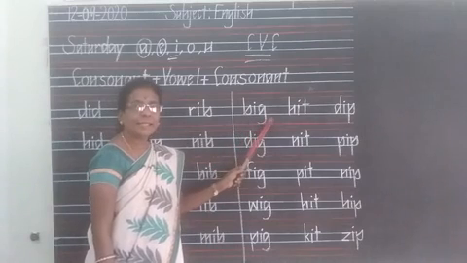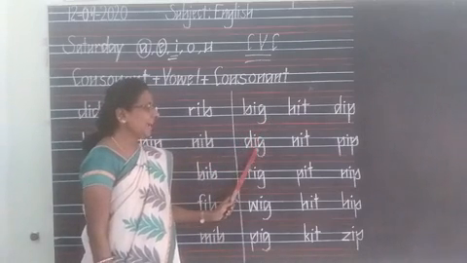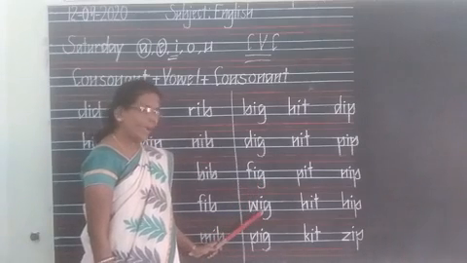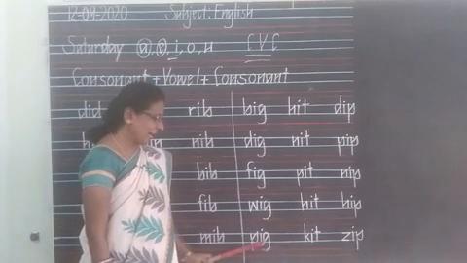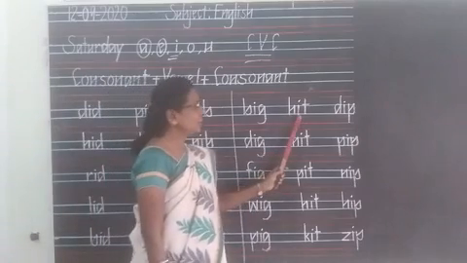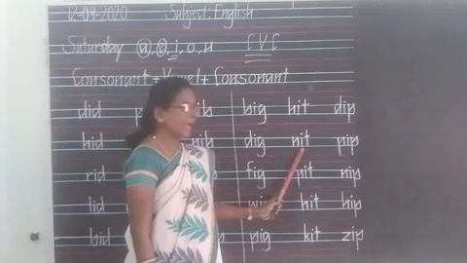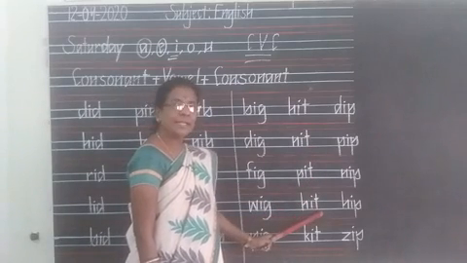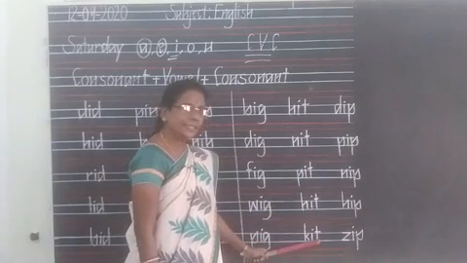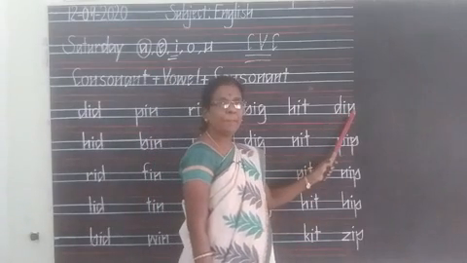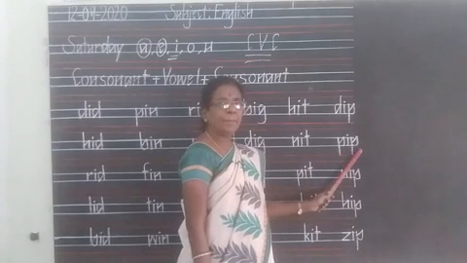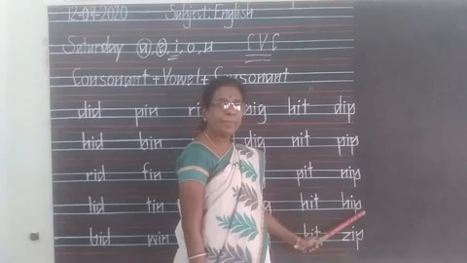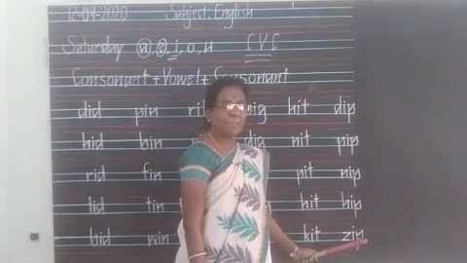Next, B I G big. D I G dig. F I G fig. W I G wig. P I G pig. H I T hit. N I T knit. P I T pit. K I T kit. D I P dip. P I P pip. N I P nip. H I P hip. Z I P zip.